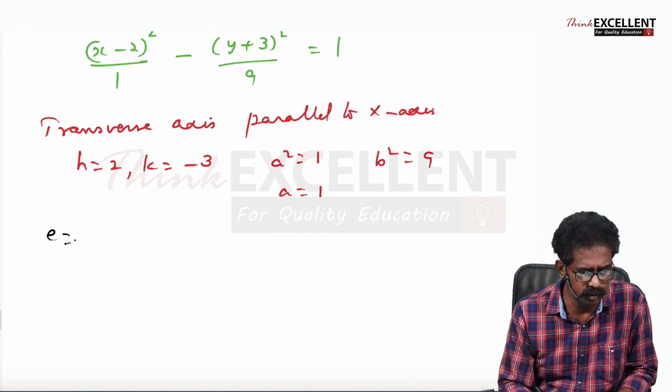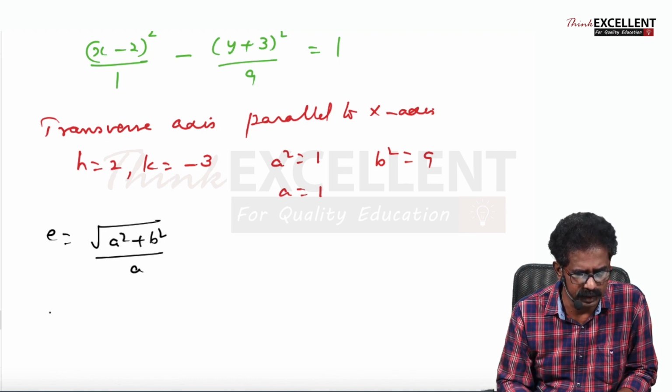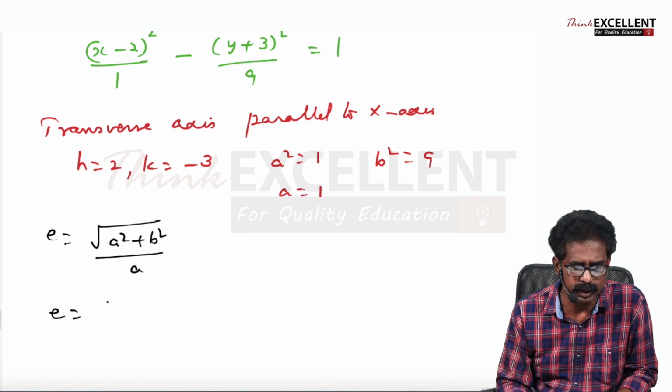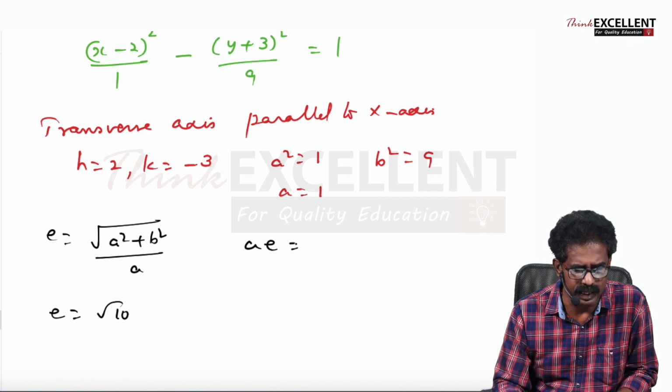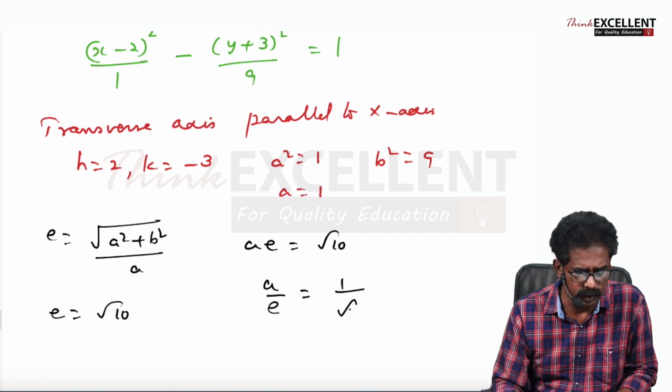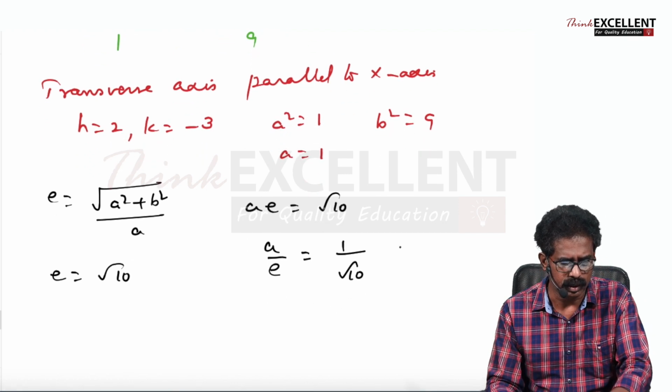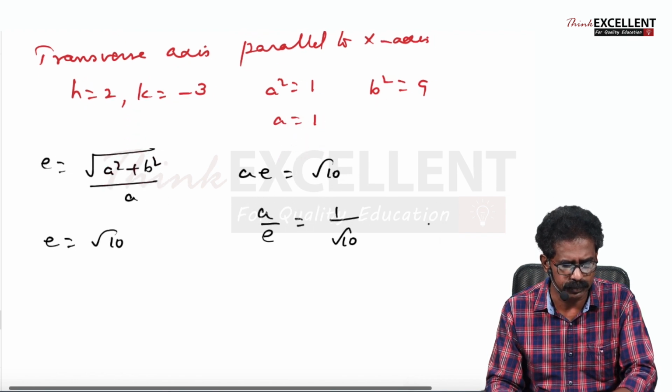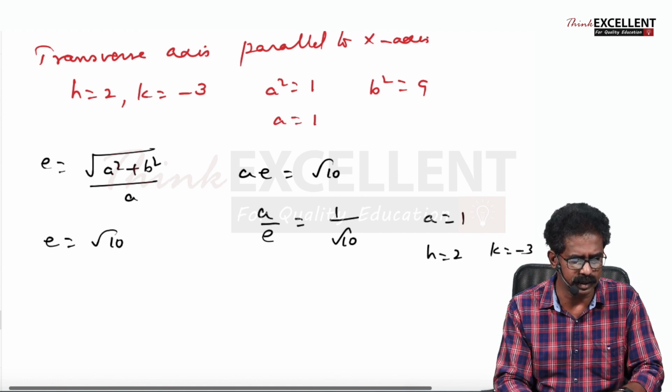Eccentricity is equal to, what's the formula? Root of a square plus b square, by a. So eccentricity is root of a square plus b square, 1 plus 9, so root 10 by a, and the a value is 1 only, no? So root 10 by 1, it is root 10. AE we need: a value 1, 1 into root 10, that is root 10. A by E we want: a value 1 by E value root 10. Okay, so everything you know. So now we can find them one by one. A value 1, h value 2, k value minus 3. Okay, these are the things you need.